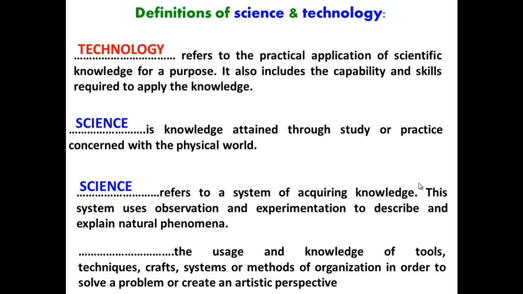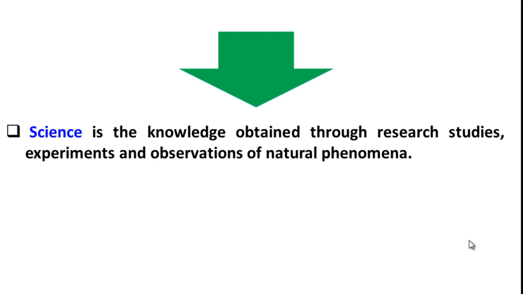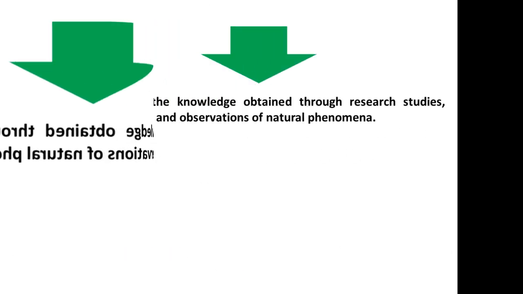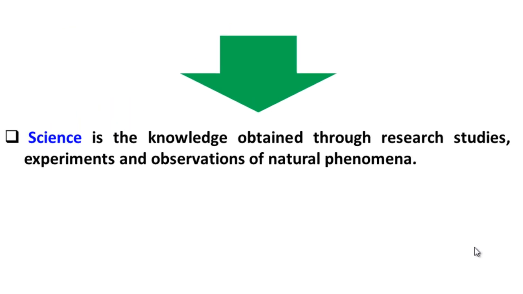The last definition, the usage and knowledge of tools, techniques, craft, systems or methods of organization in order to solve a problem or create an artistic perspective. So this is the definition of technology. So from these definitions, we can come up with 2 simple definitions of science and technology. So we can simply define science as the knowledge. So knowledge is one word that was repeated in the definitions of science. So science is the knowledge obtained through research studies, experiments and observations of natural phenomena.